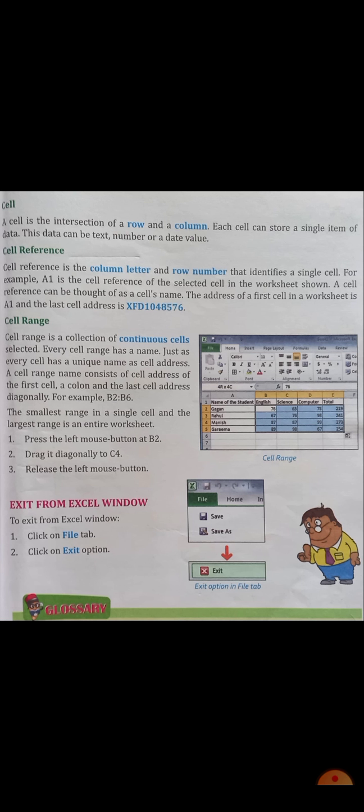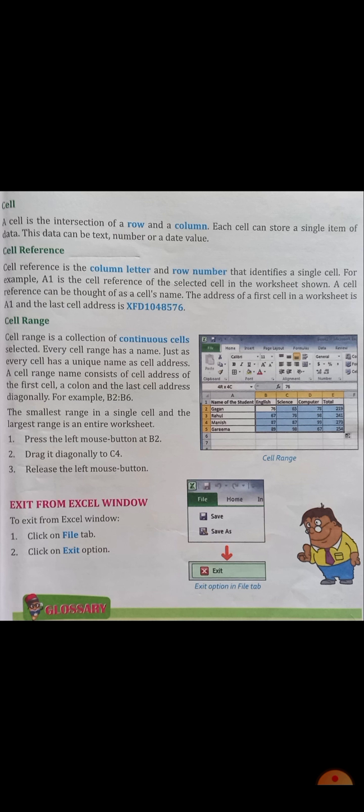Now what is a cell, children? A cell is an intersection of rows and columns. Whenever a row and a column intersect each other, that means whenever they cross each other, they make a cell. Then each cell can store a single item of data, that means a single item of any data.